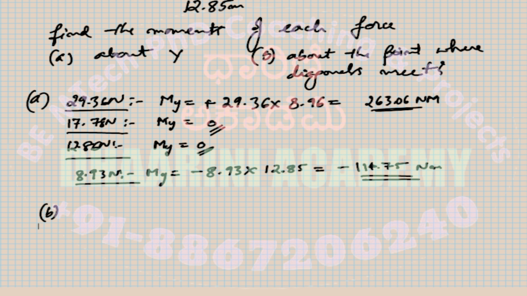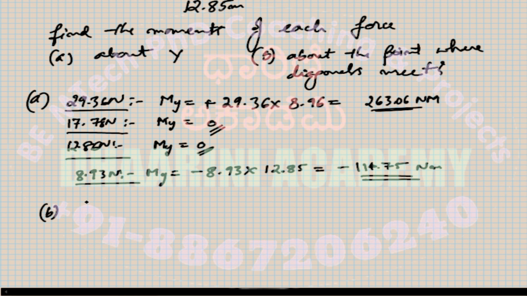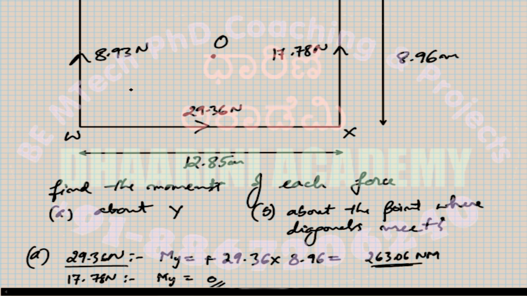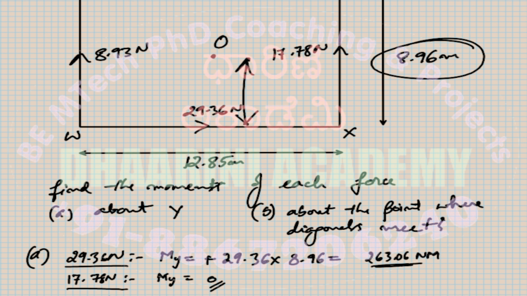Part B. So this is with respect to the center of that particular shape. Let's call that O, right? Let's write the moments about each one of them. 29.36 Newton. This force, what is the shortest distance from the center point? So distance is 8.96 divided by 2.